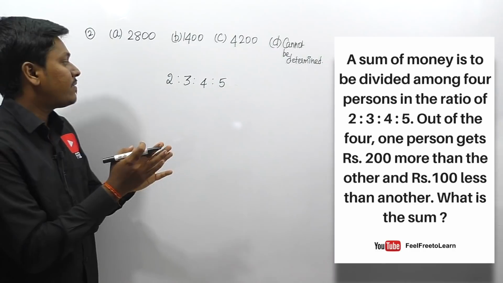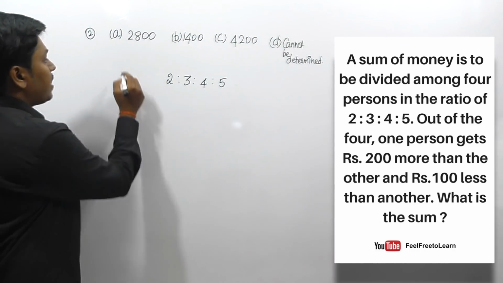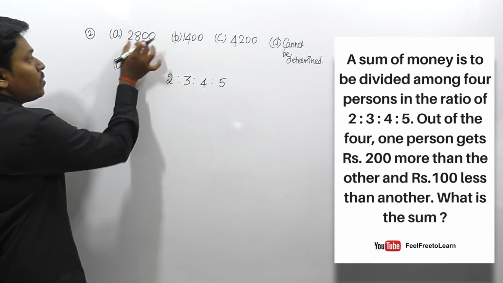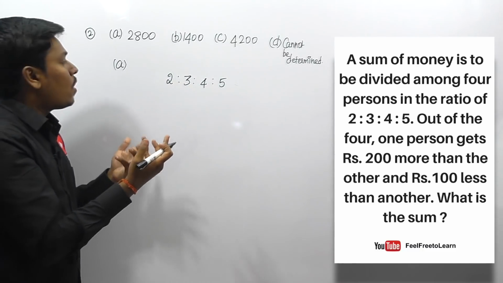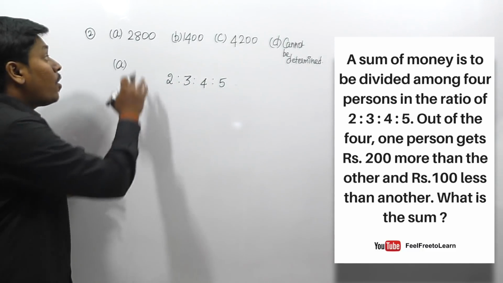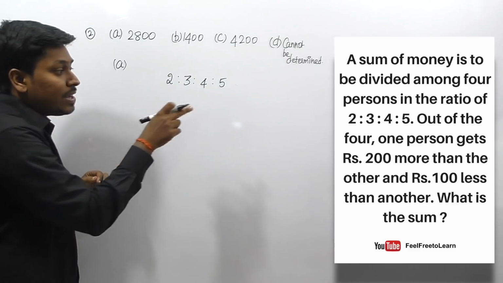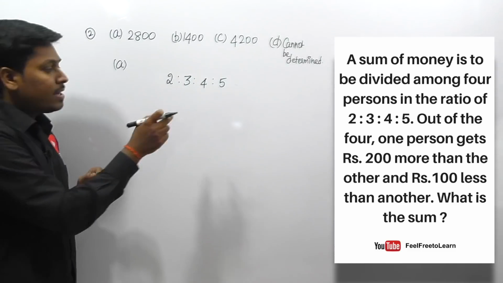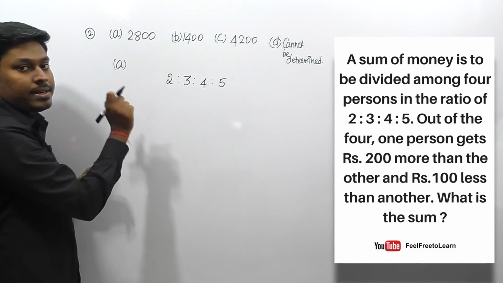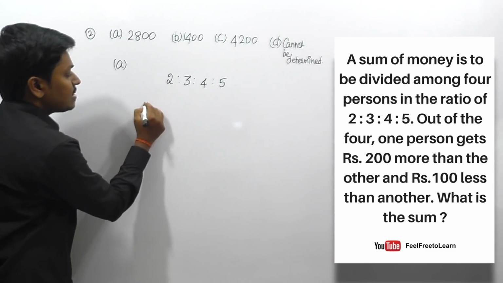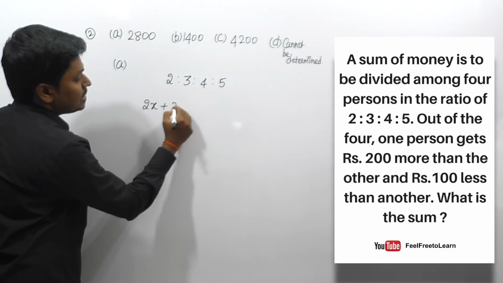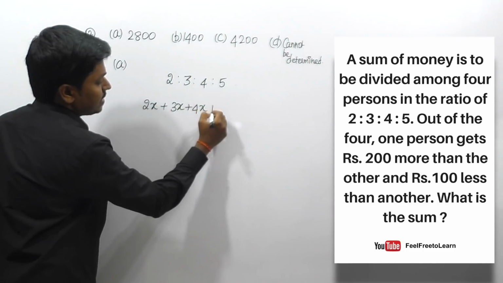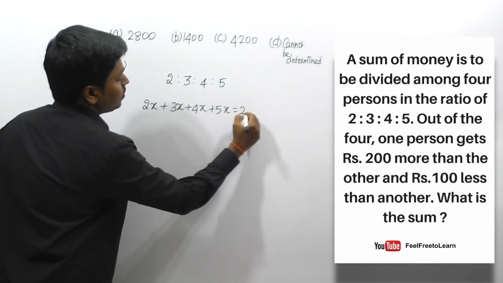Why? Because listen here friends, let me go for option number A. If I assume that the total sum will be 2800, I am just assuming that option A can be an answer. If option A is an answer, our target is to find what is the sum, right? So the total will be 2800 according to option A. So this can be written as 2x plus 3x plus 4x plus 5x, right? So the total sum will be 2800.